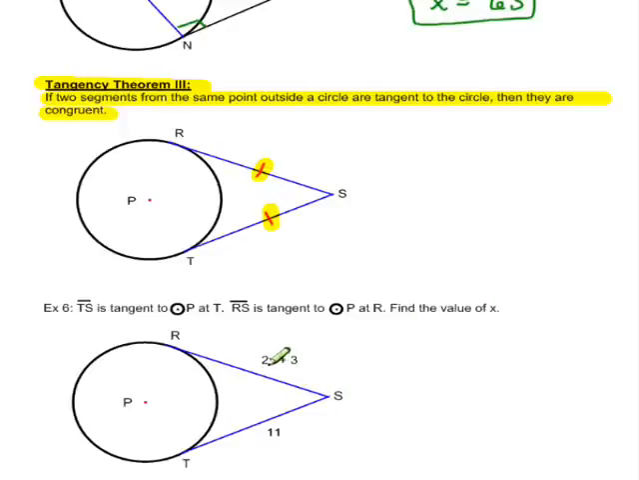All right, so if we know that they're congruent to each other, then what would you know if I said that TS, this tangent line right here, is tangent to circle P, and that RS is tangent to circle P? So it says find x. What do you know then about 2x plus 3 and 11? You know that they're congruent. All right, so it would be 2x plus 3 is equal to 11. Now I know you can solve that problem, so we're going to pause and solve.